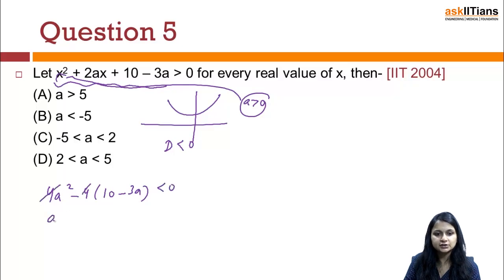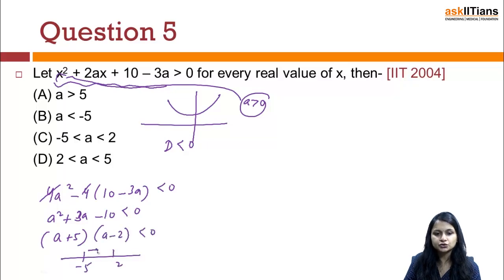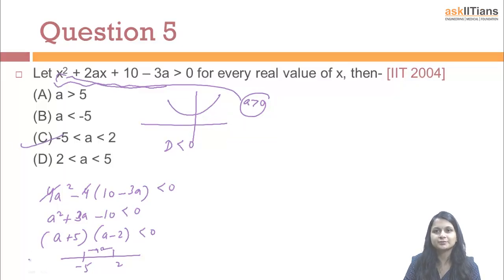4 gets cancelled. So a square plus 3a minus 10 less than 0. So I can put it like this: a plus 5 into a minus 2 less than 0. So the critical points are minus 5 and 2. So it will be lying from minus 5 to 2. So this is how we can solve the questions easily.